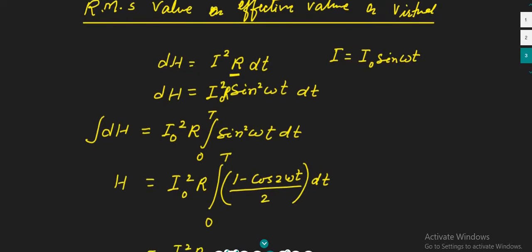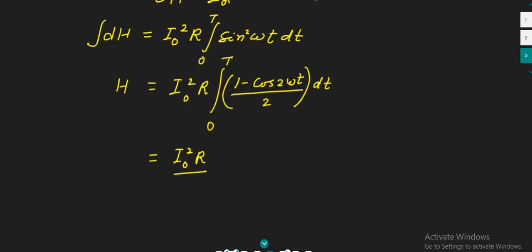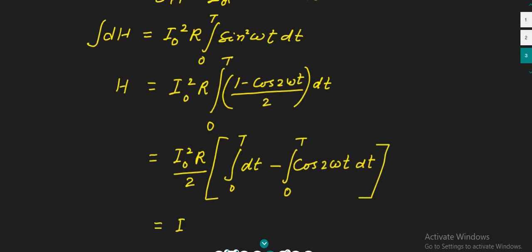Next, you can take the 2 outside from this integration, then it will be I naught square R by 2, and integration of dt, because if you multiply 1 into dt, it will be dt. You can separate this part from 0 to T, and cos 2 omega t is another separate part of this portion, and integrate this one also from 0 to T for the full cycle.